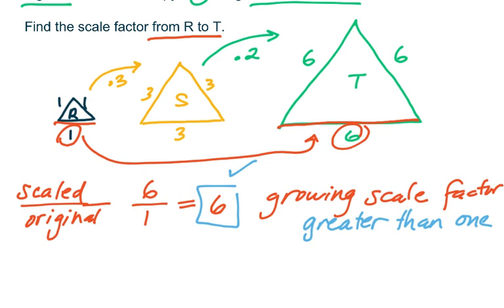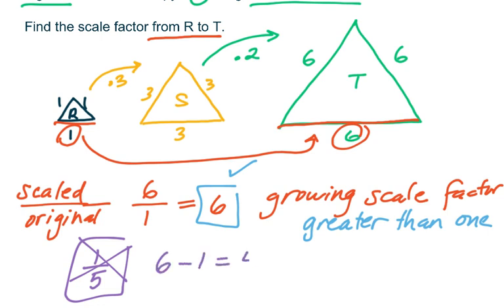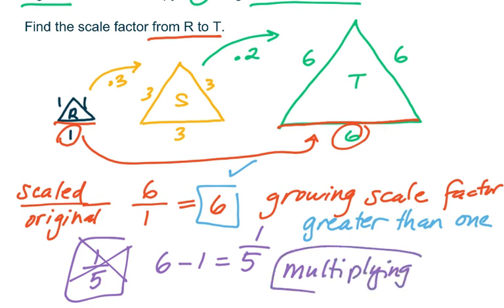If you picked the wrong answer of 1/5, I wonder if you might have subtracted 6 minus 1 to get 5, and then perhaps put the 5 and the 1 into a ratio. So if that's what you did, then you forgot that what we're doing when we find scale factors is we are multiplying, right? We're not adding or subtracting. This is a multiplicative relationship, not an adding or subtracting relationship.